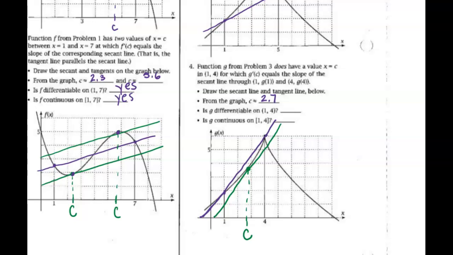Is G differentiable on the open interval? Yes, it is. A graph can have a cusp, and it's not necessarily a problem. It has to do with where it is. So it is differentiable from 1 to 4, and it is continuous from 1 to 4. So MVT did apply.